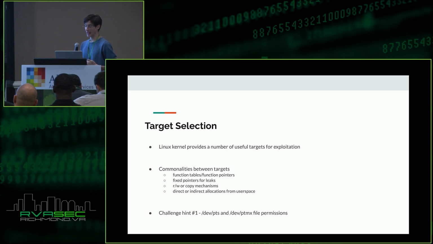Now that we know that that works, we need a target. We need something to overwrite, right? So Linux kernel provides a number of targets that are useful for exploitation. A lot of commonalities between them are going to be things like containing function tables and function pointers, having fixed pointers that we could use for leaks, having some kind of read or write copy mechanism associated with it, and also having either a direct or indirect allocation from user space. We need some way of allocating that object where it needs to be.